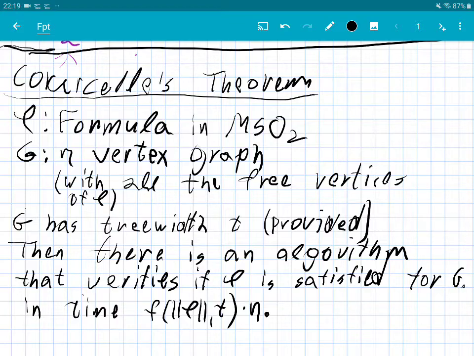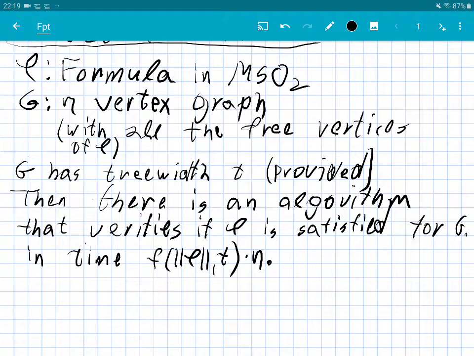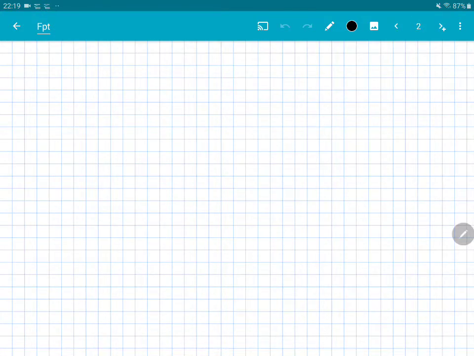And furthermore, G has bounded tree width T. Then in this case, one can decide whether or not this formula is satisfied, and this can be done in time which depends on the formula size, essentially its length when you write it out explicitly, and T, the tree width of the graph, times n, where n is the number of vertices of the graph. Namely, it's a linear time algorithm in the number of vertices of the graph. So this is, as I said earlier, quite a surprising result. Okay. Now, what's the next step?